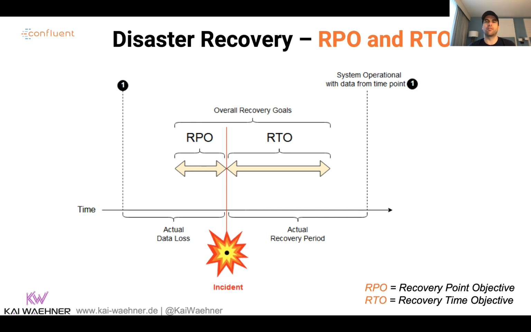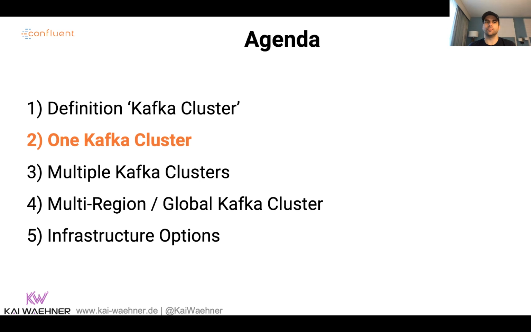And I will cover options where you can realize this with a Kafka infrastructure. However, it always has trade-offs, and therefore we will also discuss other options. It's always a trade-off between RPO and RTO and cost, and therefore you have to define your SLAs to choose the right architecture. So with that, let's now take a more deeper look into one Kafka cluster.